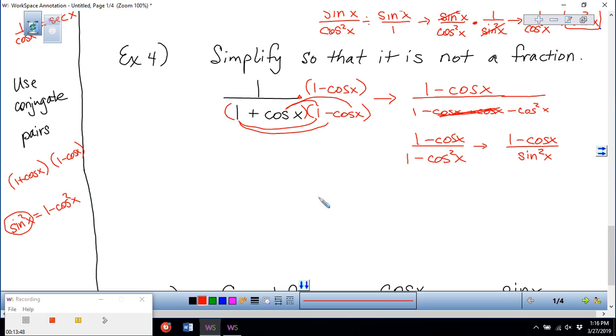sine squared of x. And now I'm going to do a little fractional separation here. I'm going to separate it into two pieces. So I'm going to take the first term and put it over sine squared of x. So I'm just taking the first term, the 1. And then I'm going to put minus the second term over sine squared of x. So I've separated it into two pieces. This first term, 1 over sine squared of x, becomes cosecant squared of x.